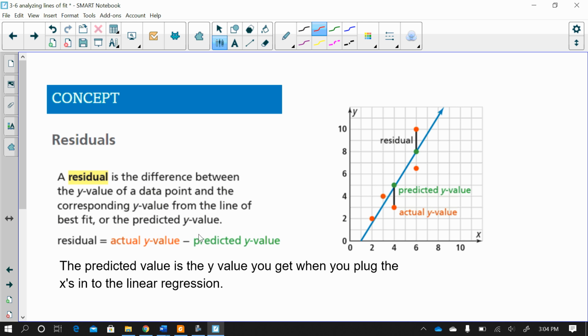All right, so then that leads us to residuals. A residual is the difference between the y value of the data point and the corresponding y value from the line of best fit. We call that the predicted y value. So to calculate your residuals, you do the actual y value minus the predicted y. The predicted value again is the y value you get when you plug the x's into your linear regression. Your linear regression gives you an equation. All we're doing is stuffing our x's into the equation. That gives us our predicted y.